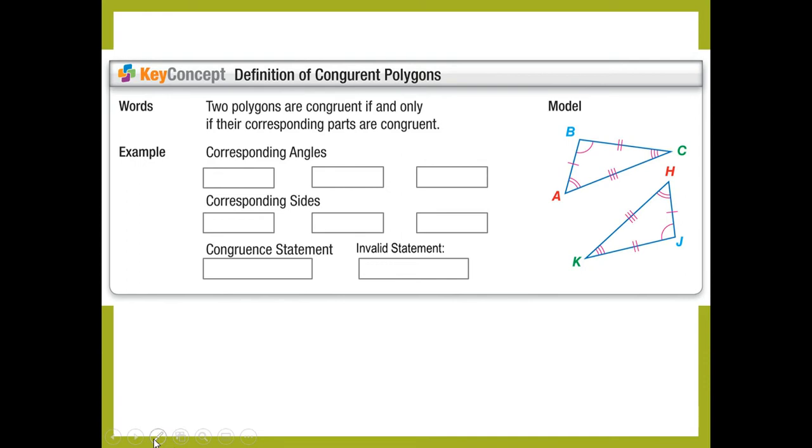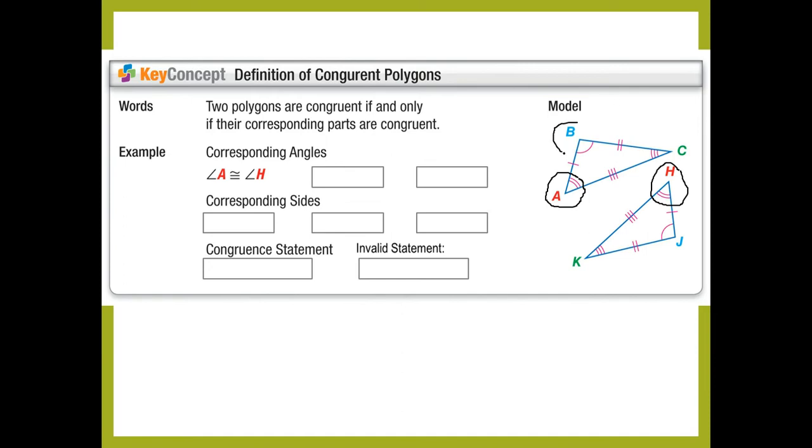So in this one, we can see that angle A has two of these arches inside the angle. Then we have to go to our other triangle and see which angle has two of these arches. In this case, it's angle H. So we can say that angle A and angle H are congruent and they are corresponding angles because they are in the same position on the triangle.